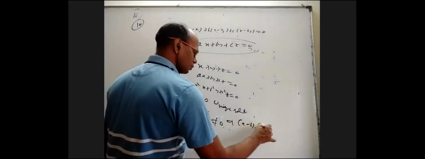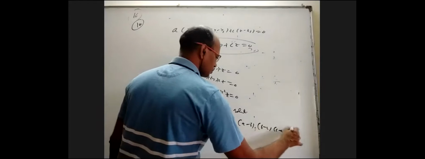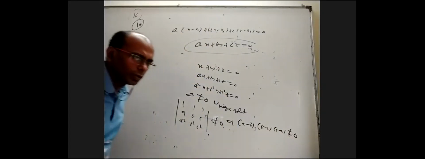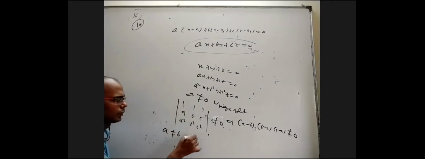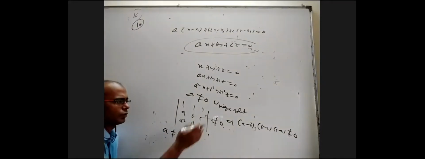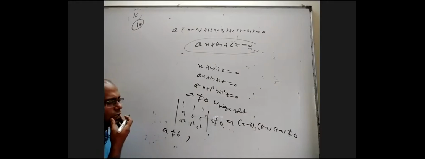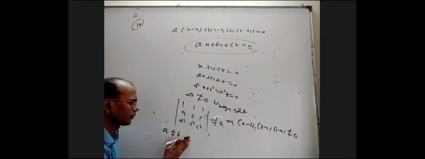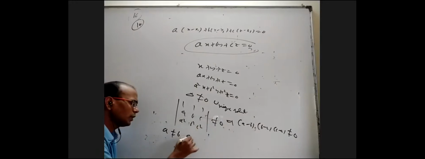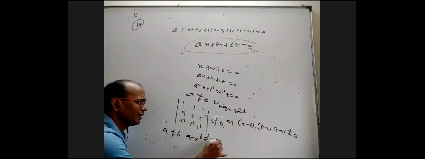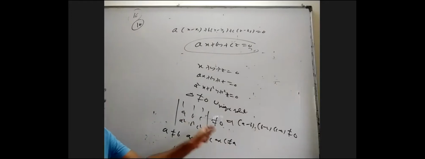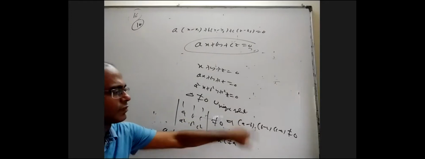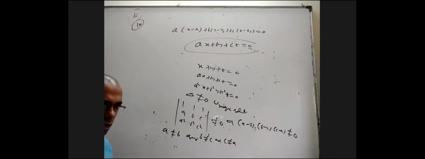But for this determinant, the formula is a minus b into b minus c into c minus a, which should not be 0. So that means nothing should be 0. A should not be b, and b should not be c, and c should not be a. If you want a product to be not 0, no factor should be 0, right? No two should be the same. If two are the same and the third is different, even then this determinant will be 0. So a, b, c all should be distinct.